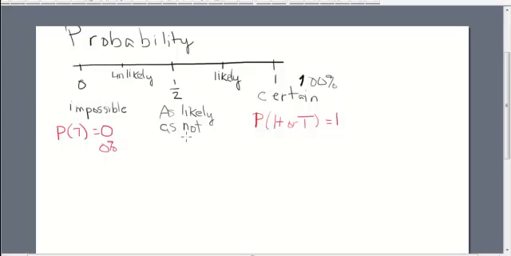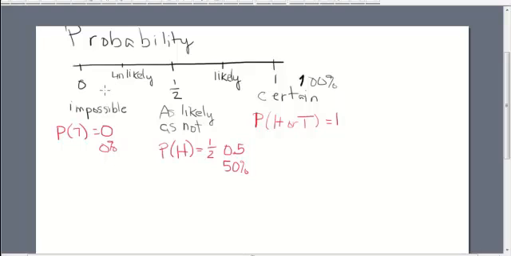Something in the middle is as likely to happen as to not happen. So, for example, that coin flipping, the probability of getting tails is 1/2. I'm just as likely to get it as I am to not get it. Probability can be expressed as a fraction, 1/2, a decimal, in this case 0.5, or a percent, 50%.